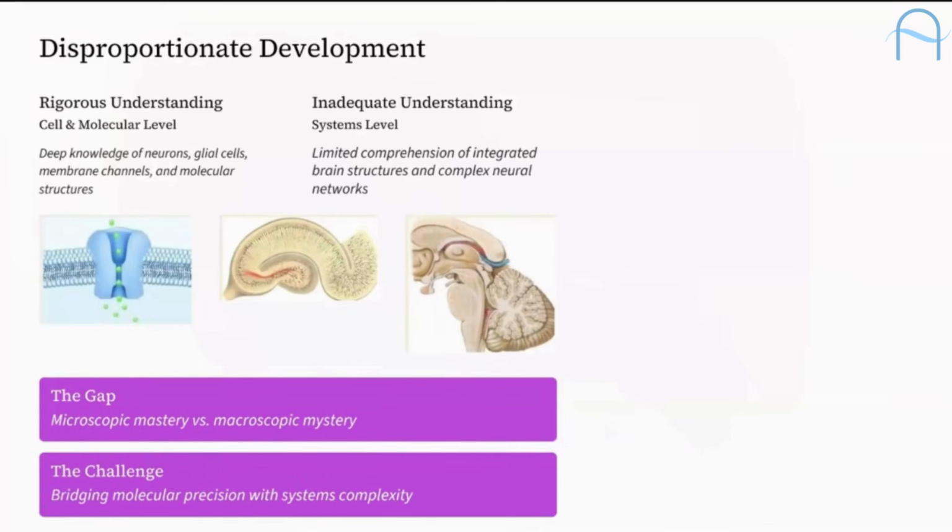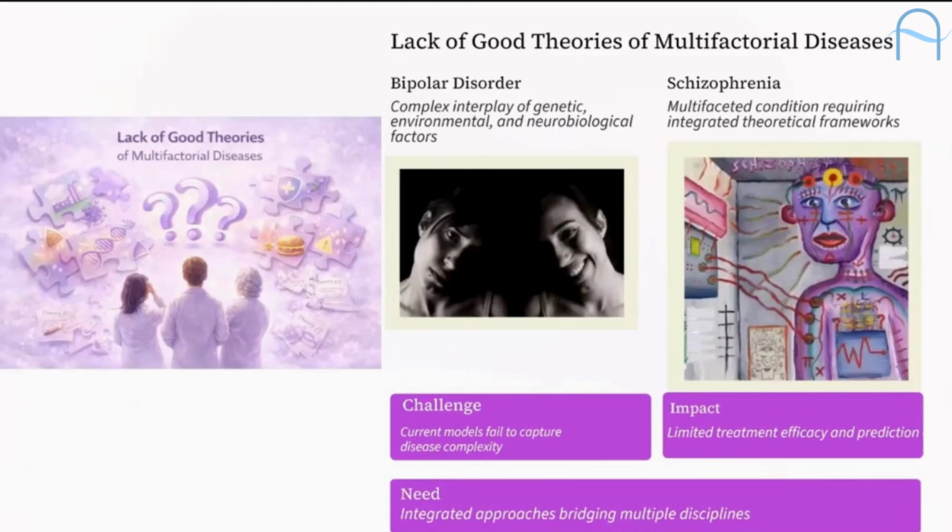Because of this, there is also disproportionate development. You have lots of data, but you have poor understanding at the systems level. And because of this, when we try to understand disorders, we don't have a good theory of most of the major brain disorders.